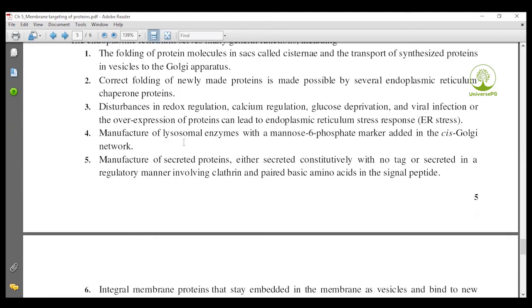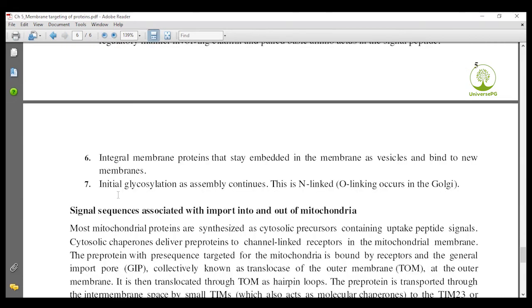Next, manufacture of lysosomal enzymes with a mannose 6-phosphate marker added in the cis Golgi network. Finally, integral membrane proteins that stay embedded in the membrane as a vesicle and bind to new membranes. Initial glycosylation as assembly continues. This is the N-linked type of glycosylation process.